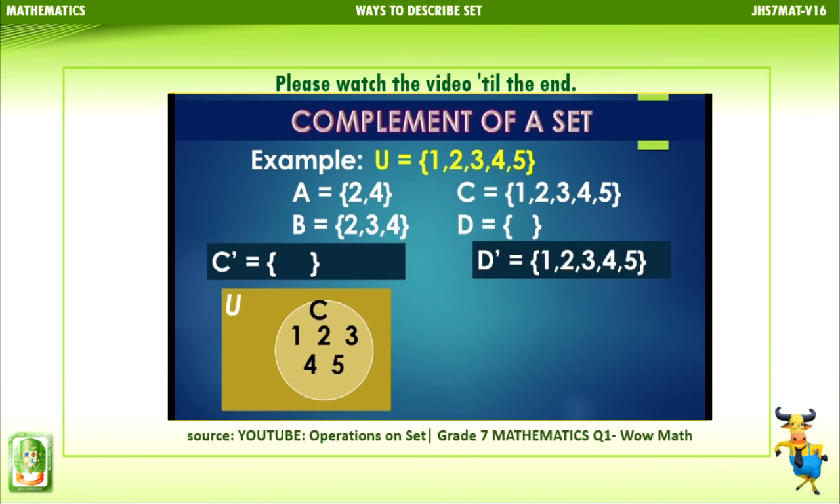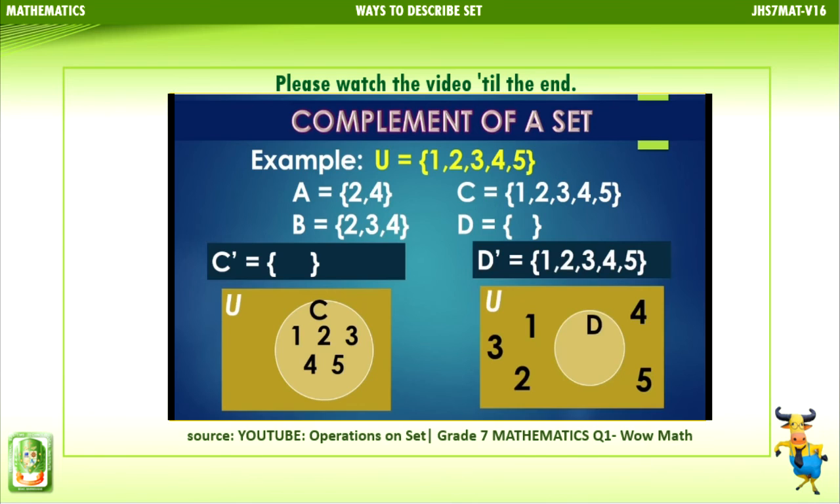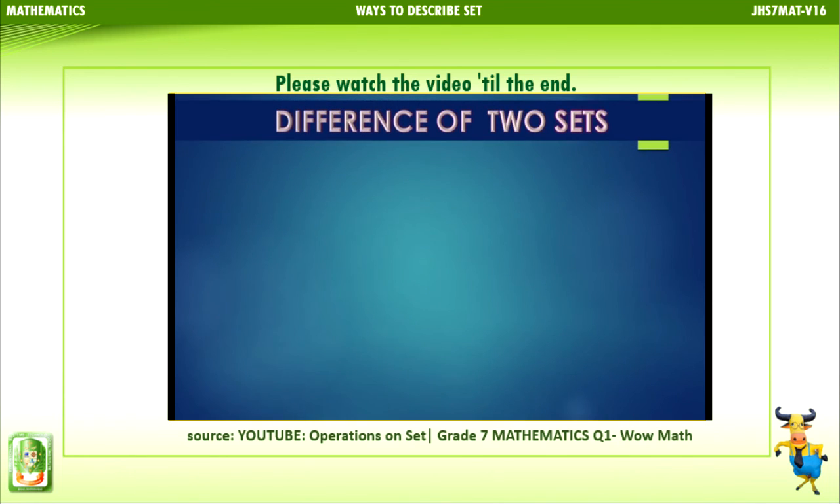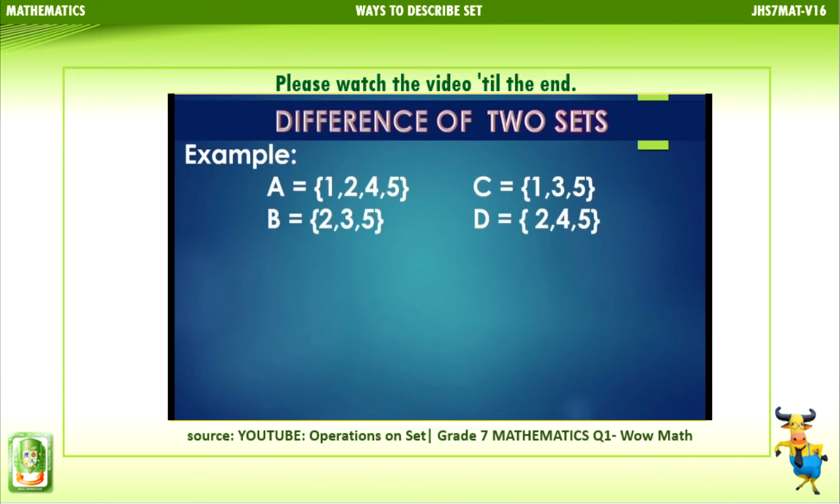Next, set D, empty set. So, kapag pinakita mo siya, walang laman si set D. Pero, nasa universal set si 1, 2, 3, 4, 5. Alright, let's move on to the difference of two sets.